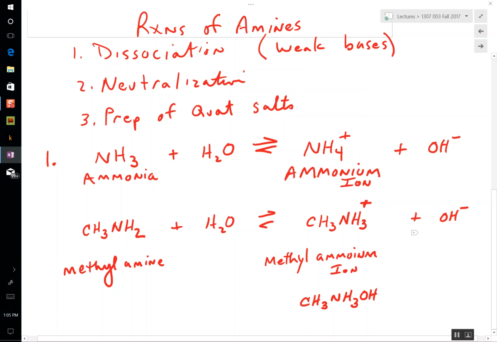If you had something like this, that would be methyl ammonium hydroxide. What I have there on the bottom, methyl ammonium hydroxide, just as this is called ammonium hydroxide. That'd be methyl ammonium hydroxide. This is a +1 ion, it's a -1 ion. It's a salt. Or no, it's not a salt. It's a weak base. It's a base.